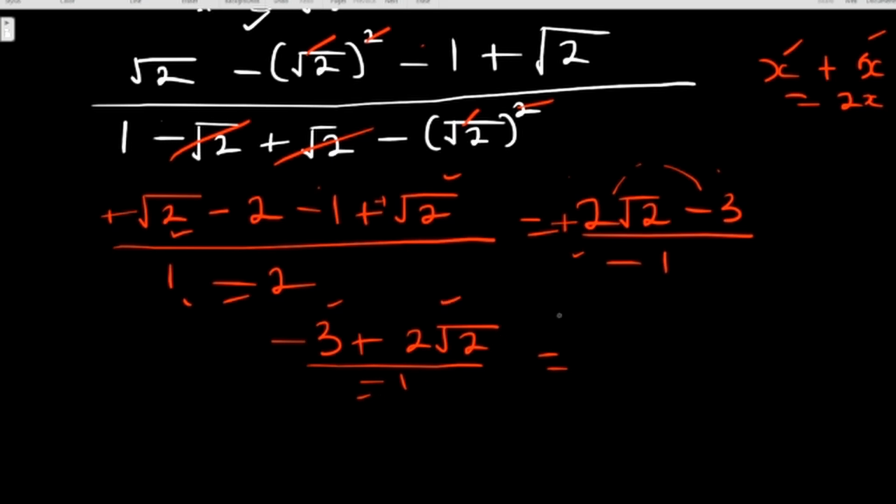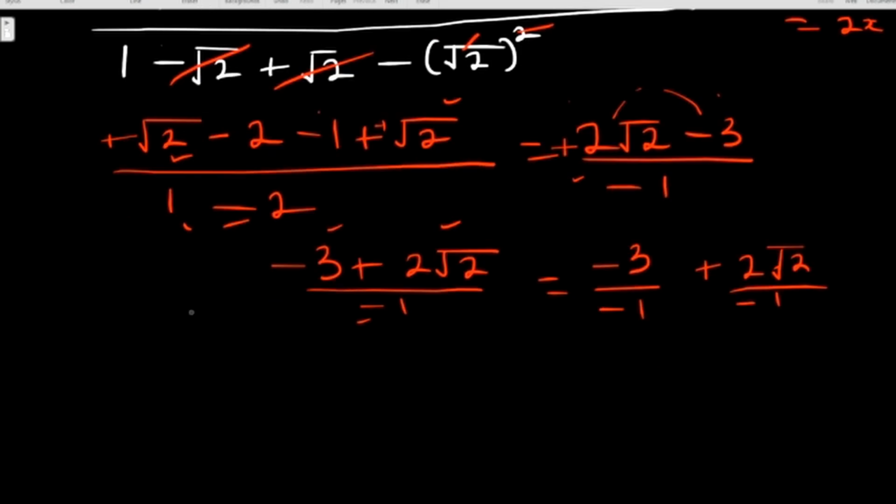So this negative 1 is a common denominator for the two of them. Hence, I can split them up into 2 and write negative 3 all over negative 1. And then here we have plus 2 root of 2 all over negative 1. So I'm going to split them up so that I can simplify the expression. Now look at this here. The negative on top and negative at the bottom, they cancel out. So negative divided by negative will give you a plus. This now becomes a 3 all over 1.